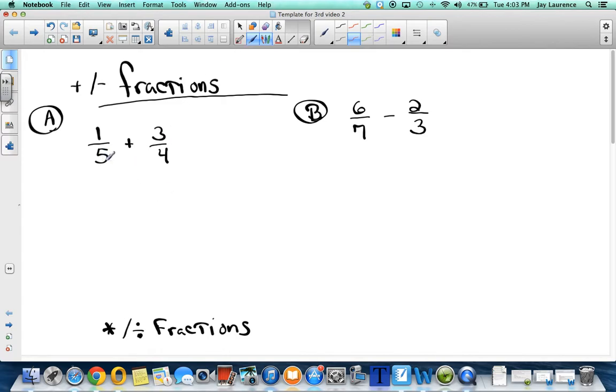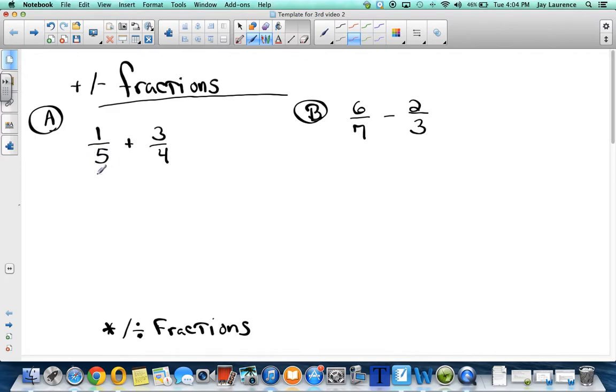Okay, so we've got problem A here: 1/5 plus 3/4. Now, you remember in the last video, I showed you how simple it was to add fractions when the denominators are the same. Problem is with this, we don't have like terms. We want them both to be fifths or both to be fourths, or maybe some other denominator. Now, we can't turn them both into fifths or fourths, but we can turn them both into 20ths. Why did I get 20? 20 is the least common multiple of 4 and 5. It's the smallest number that 4 and 5 both go into.